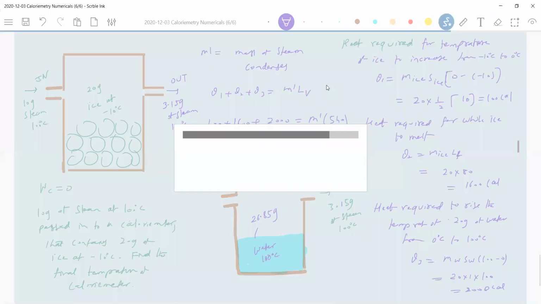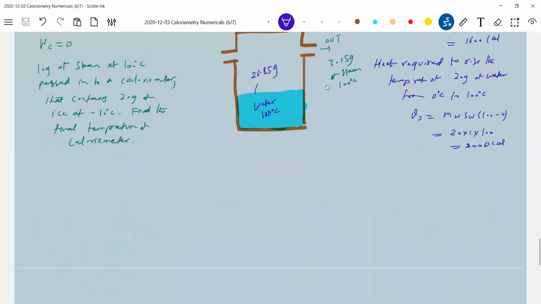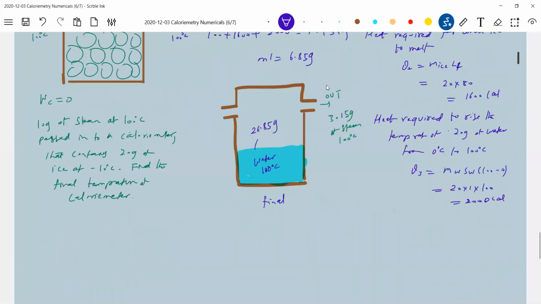Okay, let's take one more problem on this. There's a final. Let me write it. There's an initial.